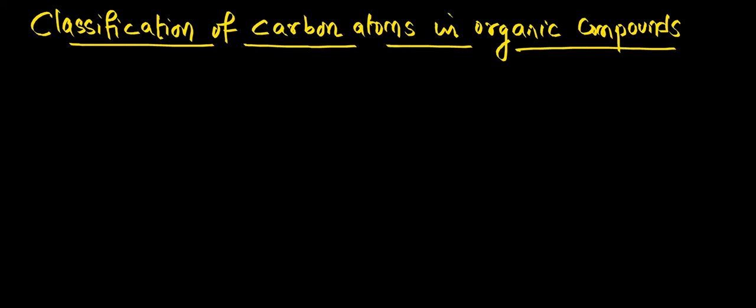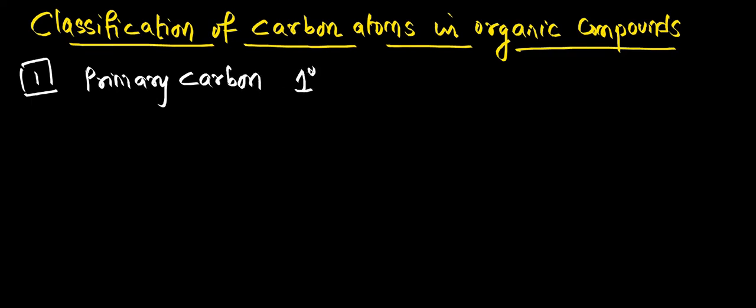So now we will see the classification of carbon atoms in organic compounds. So how do we classify the carbon atoms? There are two ways of classifying the carbon atoms. We will see the first way.